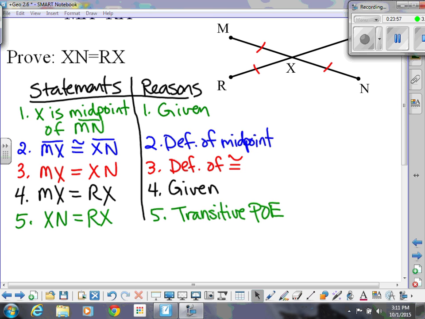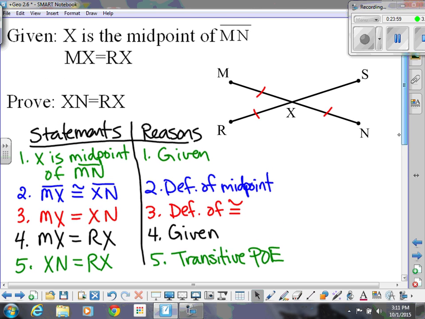Okay, so just like before, make sure you mark your diagram so that you know what you're going for. Remember that because you knew that x is the midpoint, your next statement should then be MX is congruent to XN, because that's the definition. That's what allowed you to mark that diagram that way. And then make sure to change to equal sign because we're trying to prove that XN equals RX. So you want to make that transition, so I did that here.